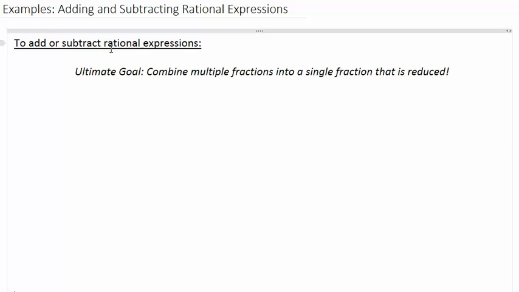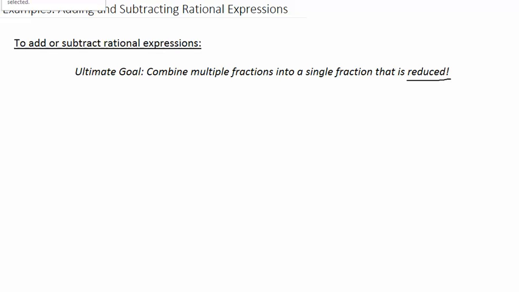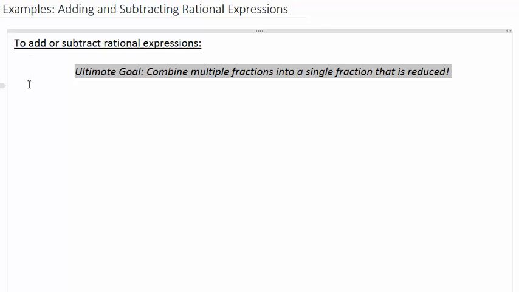Okay, to add or subtract rational expressions, first thing I want to do is emphasize what our ultimate goal is here when we add or subtract fractions. Basically, we want multiple fractions to combine into a single fraction that is reduced. Okay, so keep that in mind. Our goal here is to get a single fraction as an answer. Or if it reduces enough, it may not even be a fraction in the end. So how do we get started here?